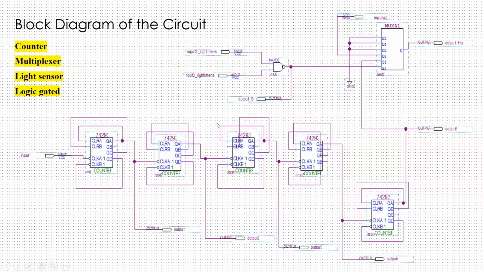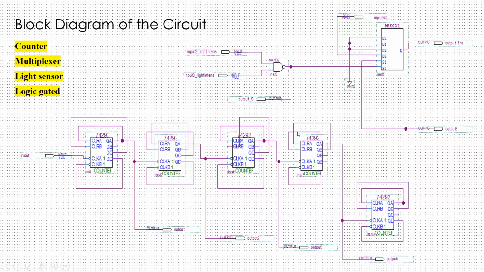The purpose of the AI curtain design here is to allow the user to open or close the curtain automatically at a comfortable light intensity. The components we use include counter, multiplexer, light sensor, and logic gate. And this is the block diagram.